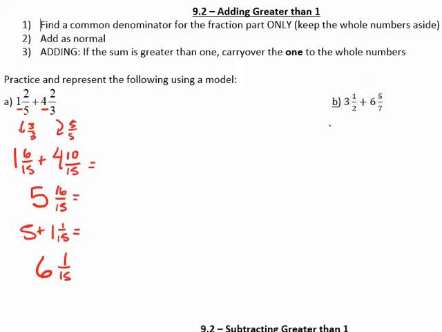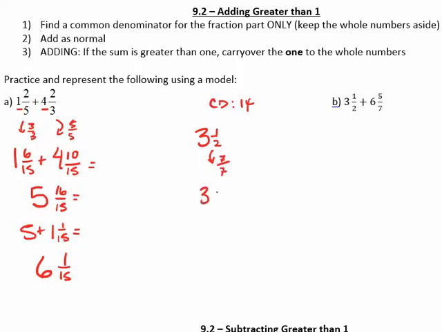In the second example, I have 3 and 1/2 plus 6 and 5/7. I can try this again exactly in the same procedure. So pause the video so you can try this example on your own. Once you have that, I can convert them to a common denominator of 14. So my common denominator is 14, which means I need to multiply the 1/2 by 7 over 7.